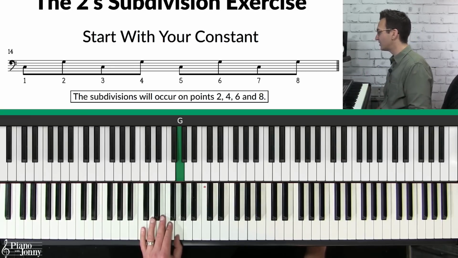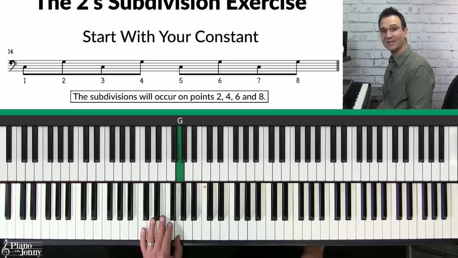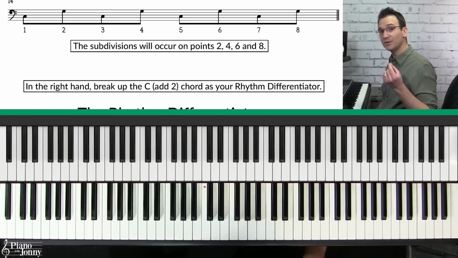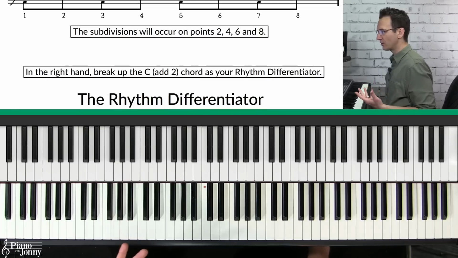Now, your subdivisions will occur on these rhythmic points, 2, 4, 6, and 8. 1, 2, 3, 4, 5, 6, 7, 8, or 1, 2, 3, 4. Notice where you put the G, those are all of the subdivisions, meaning they're the second half of the beat that many students struggle to play on.